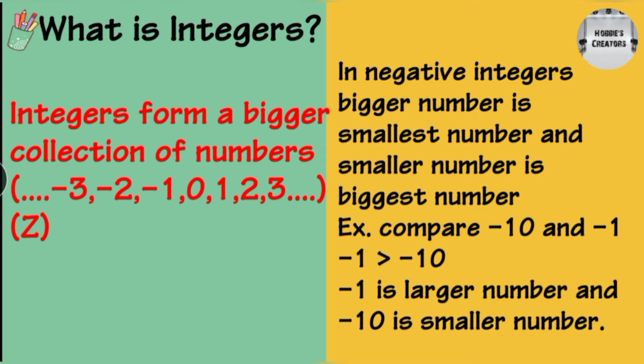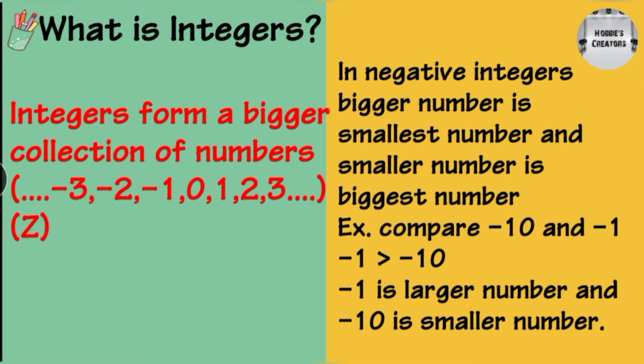So now we can see what are integers. Integers form a bigger collection of numbers. That is, in integers we have positive integers and negative integers, that is, positive numbers and negative numbers. So 0 is the middle point of these numbers. The right side of 0 are known as positive numbers and the left side of 0 are known as negative numbers. And the integer is denoted by the symbol capital Z.